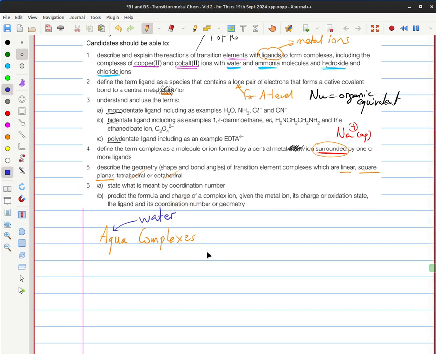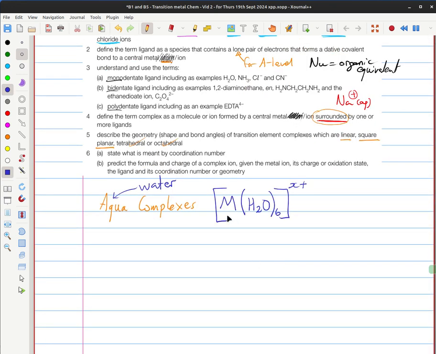Okay, aqua complexes. So these basically are all the same. You typically have a transition metal ion, and it's surrounded by 6 water molecules. We drew a picture of an iron version of this in the previous video, and it's got some kind of charge depending on what metal it is. I'll just put X plus.